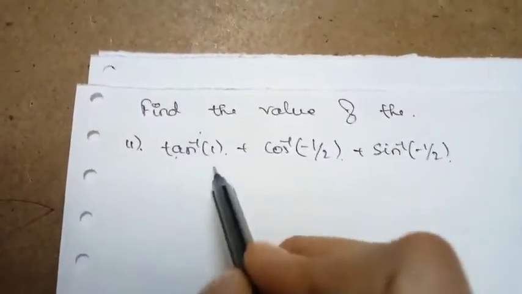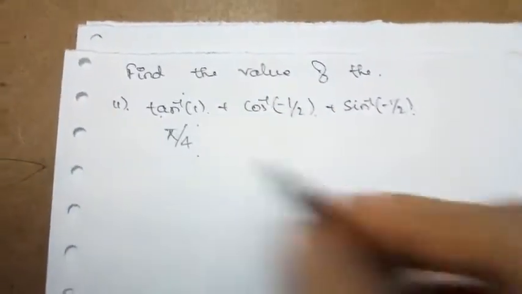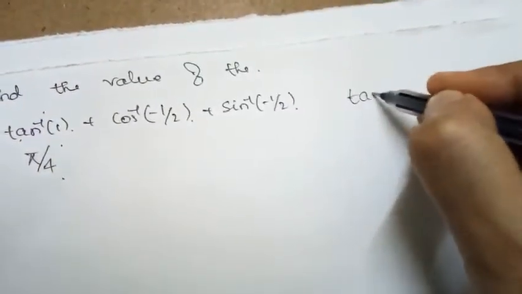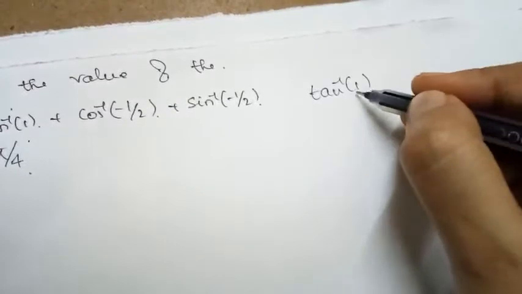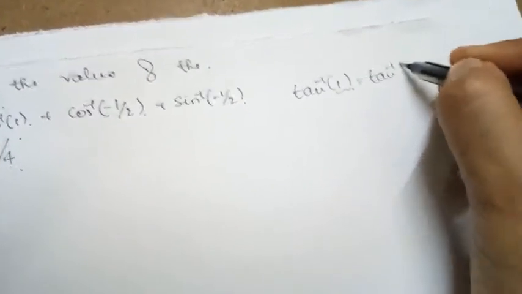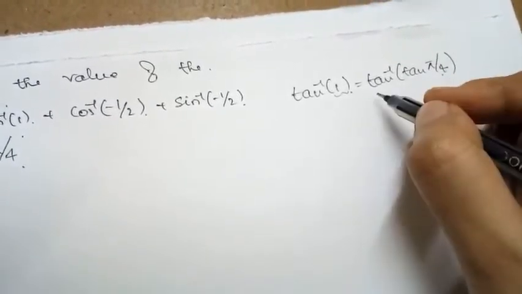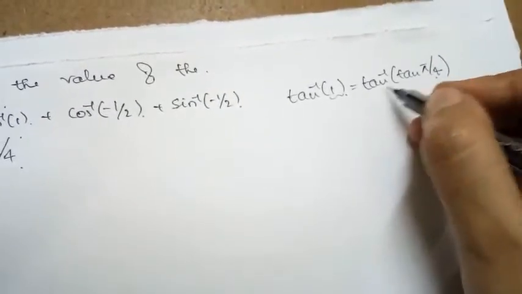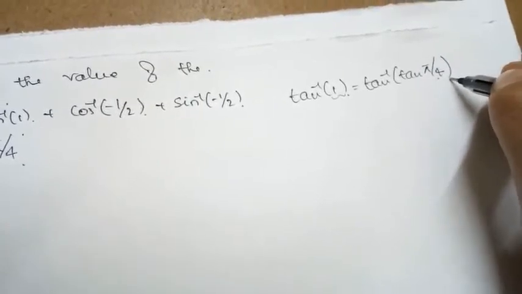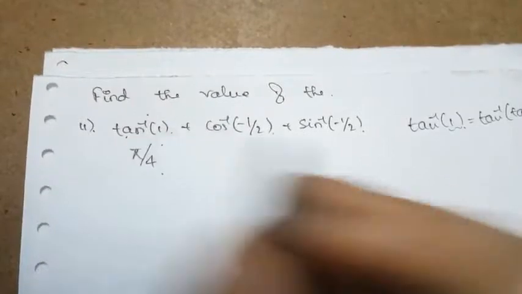Clearly, tan inverse of 1 is nothing but pi by 4. We can write it directly. If you find it difficult to write directly, do it here. Tan inverse of 1: for which angle do we get tan equal to 1? That is tan inverse of tan pi by 4. This pi by 4 lies within the principal value branch of tan inverse, that is minus pi by 2 to plus pi by 2. So the value is pi by 4.